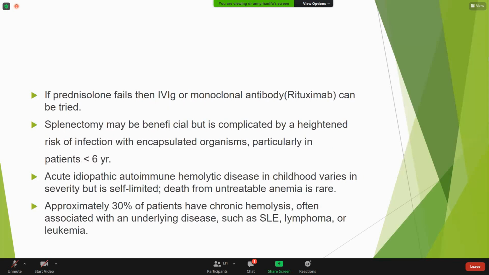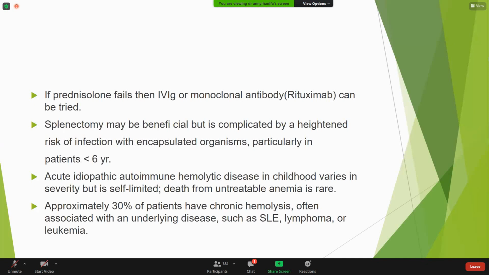If prednisolone fails, then IVIG or the monoclonal antibody rituximab can be tried. And splenectomy may be beneficial but is complicated by a heightened risk of infection with encapsulated organisms, particularly in patients less than 6 years. Acute idiopathic autoimmune hemolytic disease in childhood varies in severity but is self-limited. Death from untreatable anemia is rare.